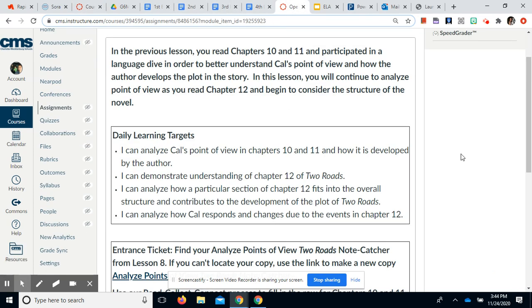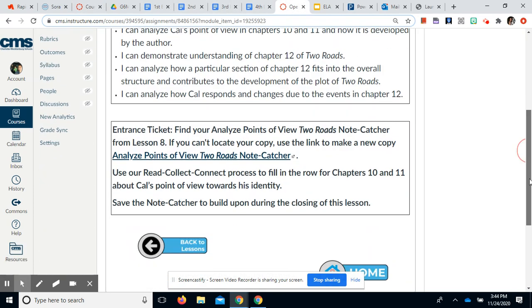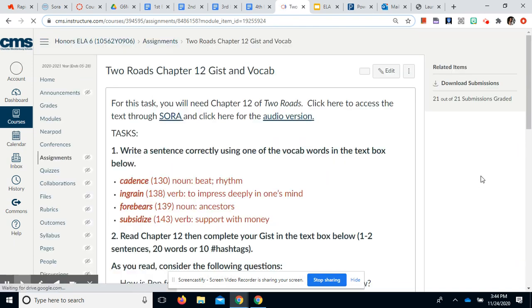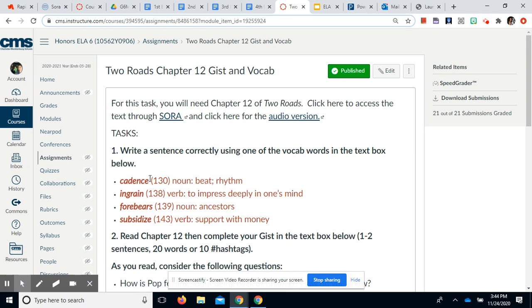Then we went in and read chapter 12. And so you have a gist and vocab assignment to do for chapter 12. The vocab words: cadence, ingrain, forebears, subsidize.